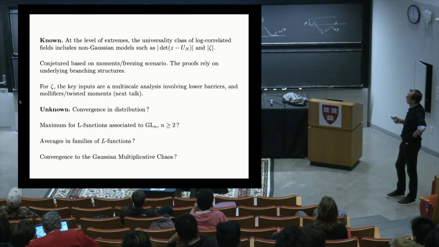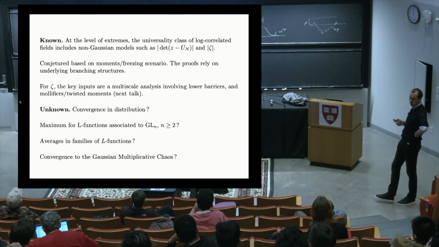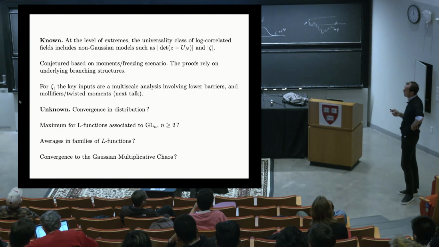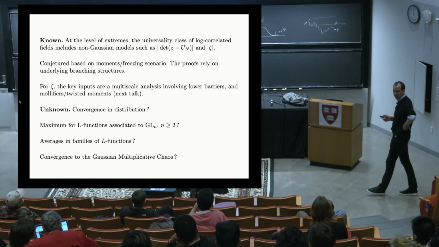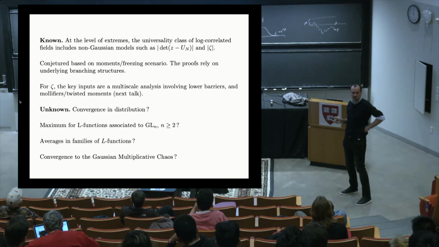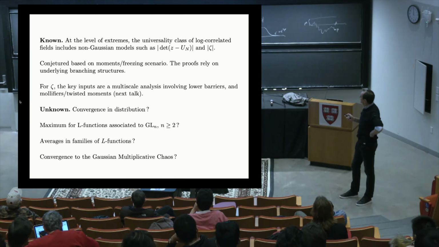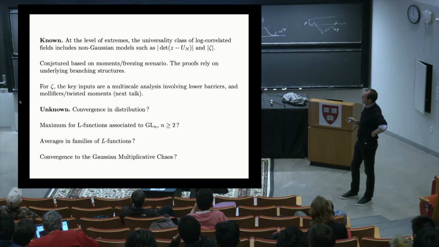What about the maximum for other L functions in similar settings? For Dirichlet L functions, everything we said works. But if you go to GL(n) for n at least 2, there is a problem that we don't know twisted moments of such L functions. And that's a key technical ingredient. Is there a similar picture when we do averages in families of L functions? We don't know yet.